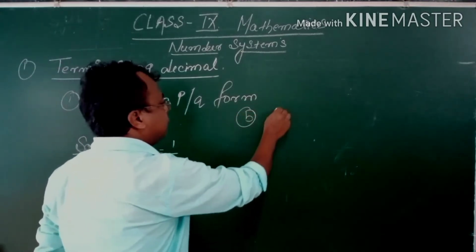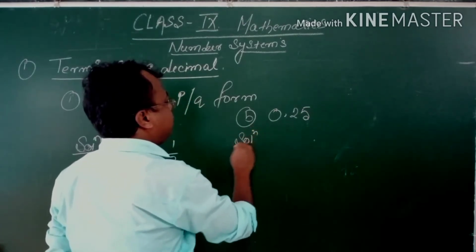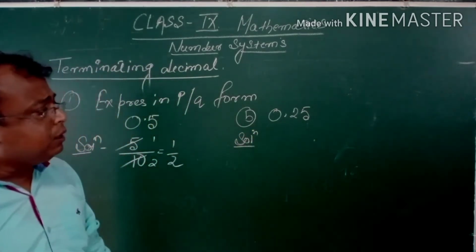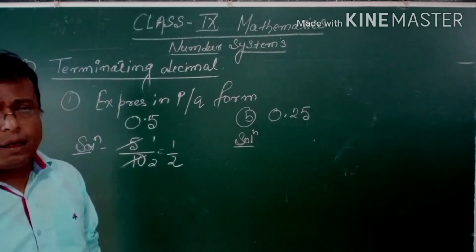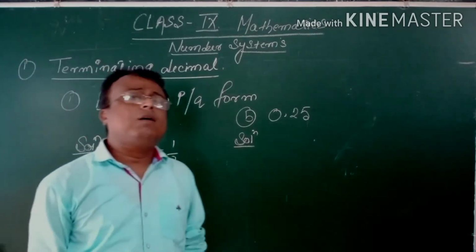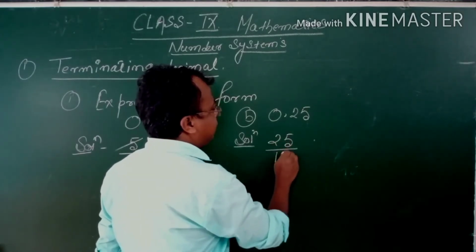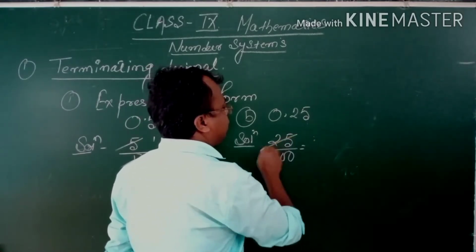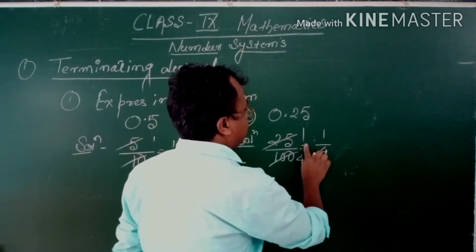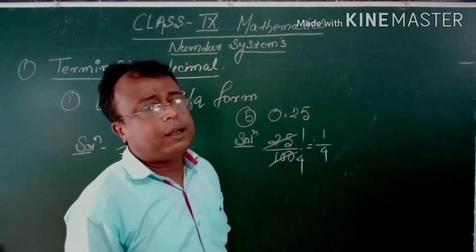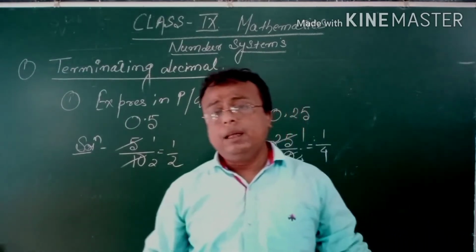Let us say 0.25. How to convert this one into p by q form? So after the decimal, how many digits are there? After the decimal, 2 digits are there. Okay? Means you have to divide that number by 100 after removing the decimal. So simply you write 25 divided by 100. Means 25 ones are 25, 25 fours are 100. So it is 1 by 4. So like this we can convert a terminating decimal in p by q form.